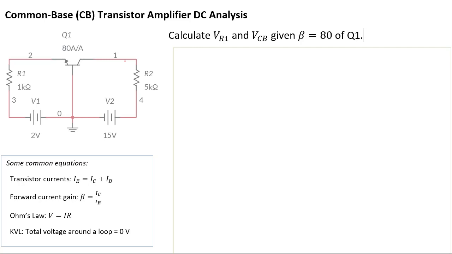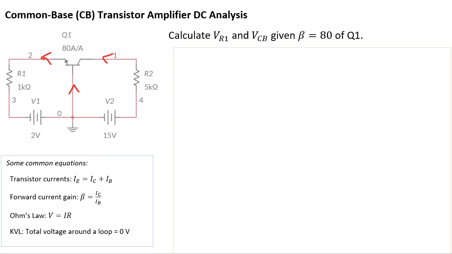So let's just label our current first. The first one is IE. This is the emitter, so the emitter current is flowing out that way. That's the direction of IE. And then we have IB down here. And finally, we have IC in that direction. So IC is flowing into the NPN transistor.